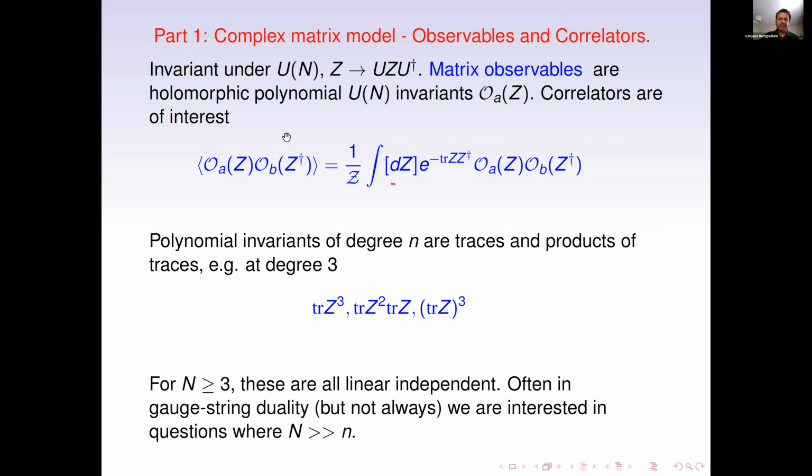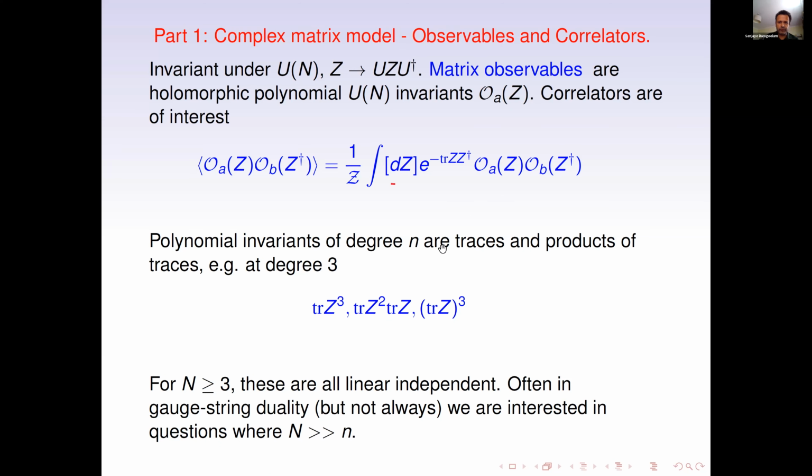And the correlators of interest are things where you are integrating with this measure a holomorphic observable and you're multiplying with an anti-holomorphic observable. First step is to classify these holomorphic observables.